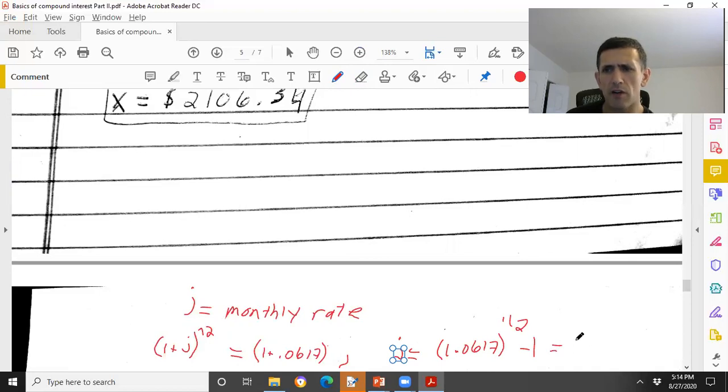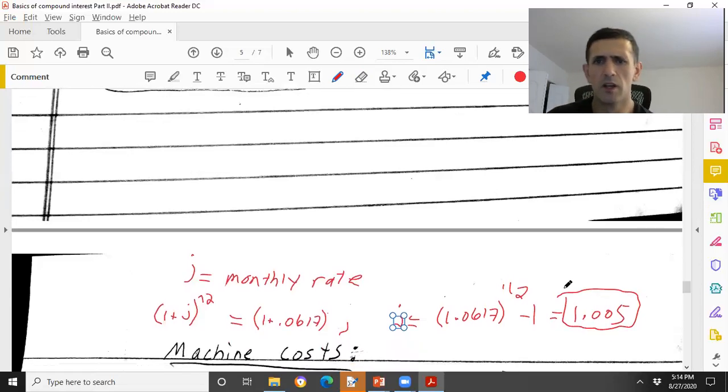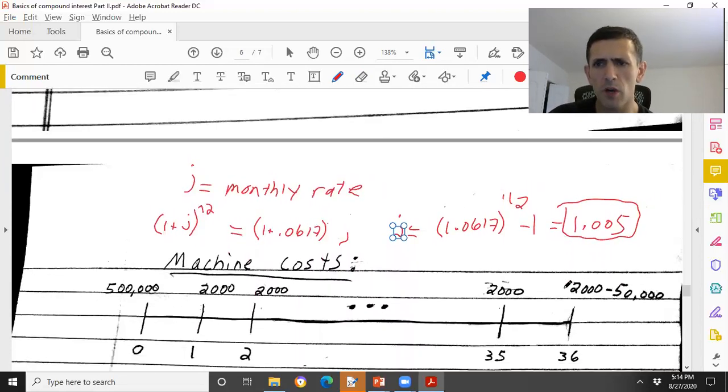And if you do this in a calculator, and this is why I picked 0.0617, we get this very nice monthly interest rate of 0.5%. Okay, so with that in mind, let me draw a time diagram of the machine costs. And here I'm actually thinking of costs.